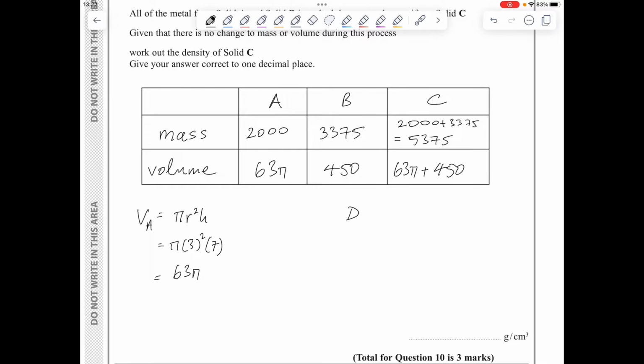Now, the density of solid C is equal to the mass of solid C divided by the volume of solid C. The mass is 5,375 and the volume is 63 pi plus 450. Put this on the calculator, you will get 8.3 to 1 decimal place.